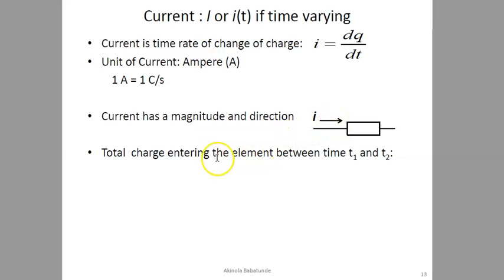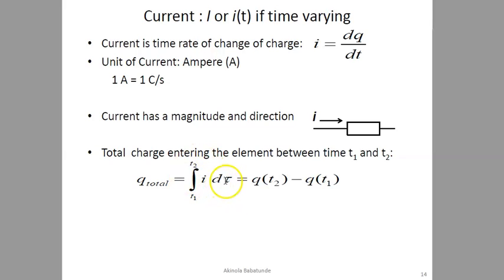The total charge entering the element between time 1 and time 2 can be obtained using the integral expression. So you see total charge given as Q total is equal to the integral of i(t) from time equal to t1 to time equal to t2. When you integrate this using your basic knowledge of integration, you may need to brush that up so you can follow this concept closely.